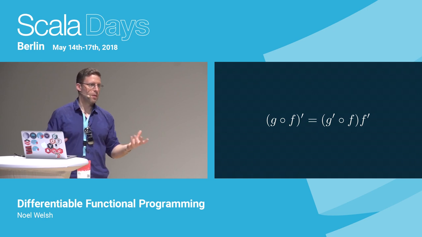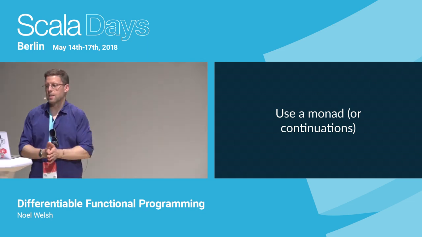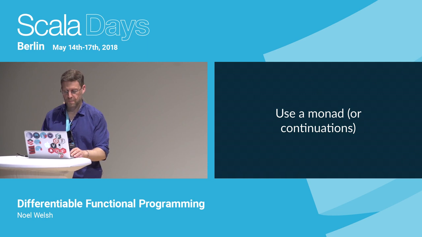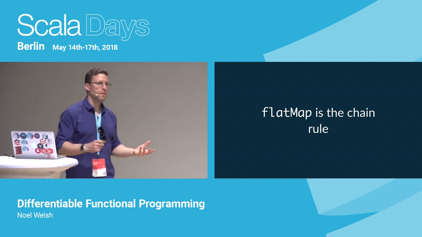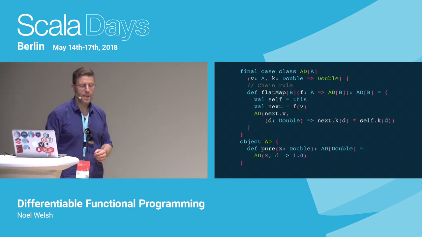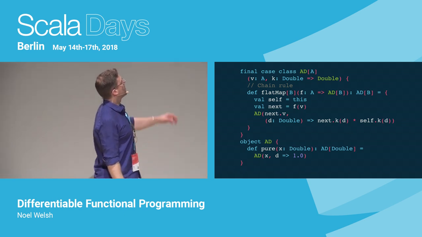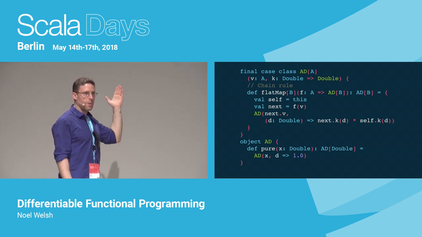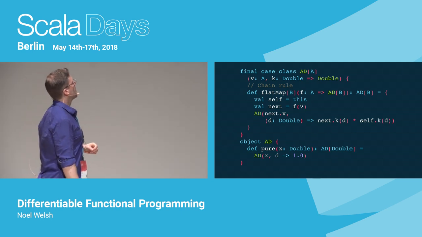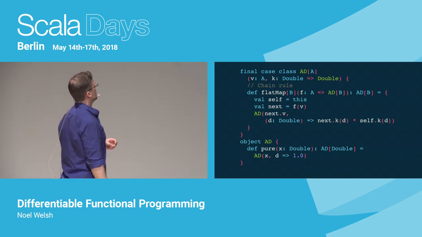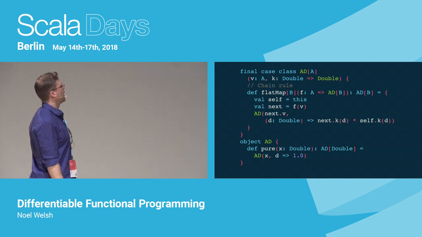And so to do this, you need to capture the control flow somehow. So the way we do that is we either use continuations or we use monads. And since we love monads, and continuation is not something we often use in Scala, let's talk about monads. The key thing in monads is that the flat map now becomes basically the chain rule. So it looks like this. We have the AD automatic differentiation task, and we have this value. So V is the value just like it was in the forward mode, and K is now this continuation, which allows us to go backwards, to compute things backwards. So when we do a flat map, we construct this continuation, which is going to go backwards, and then it's applying the chain rule there.